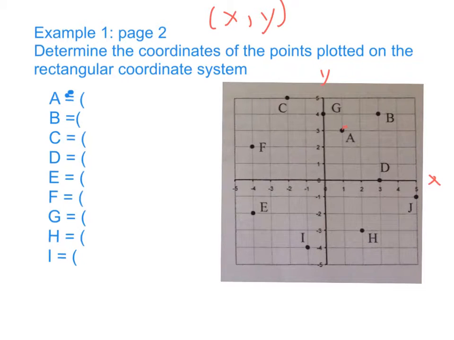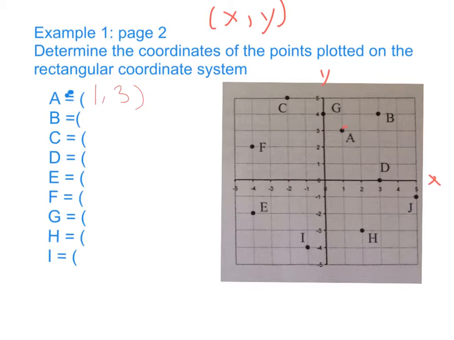How do I know what the coordinates for point A are? Well, first of all, I have to figure out what is the x-coordinate for A. So, where is the x value for A? There it is. So the x value for A is at 1. And what's the y value? The y value for A is, well, there it is. The y value is 3. So my point for A is 1, 3. 1 is the x value, 3 is the y value.